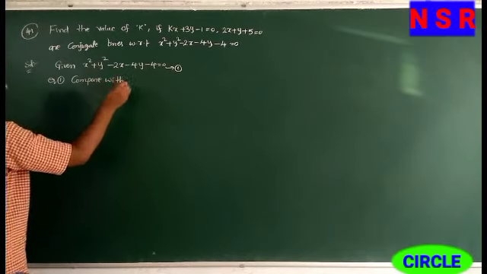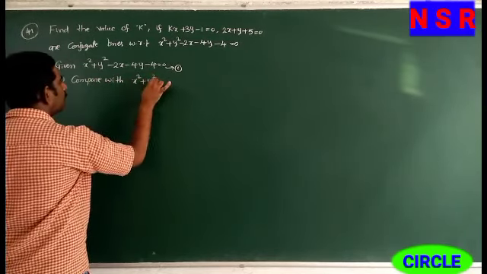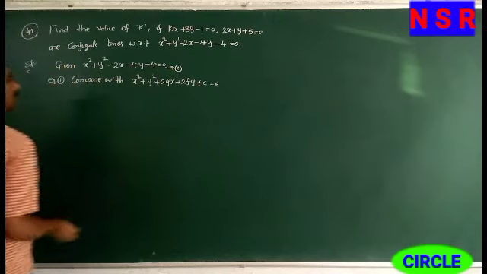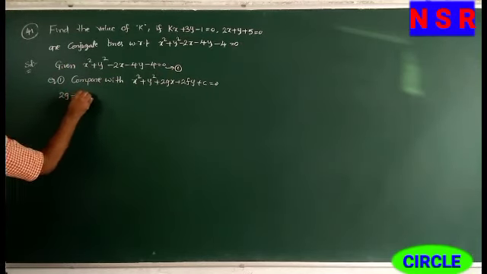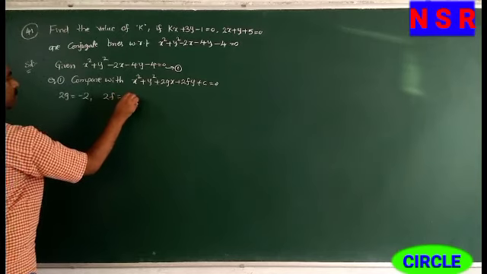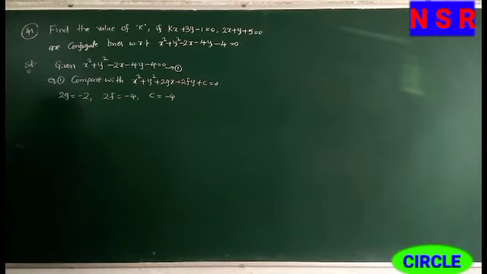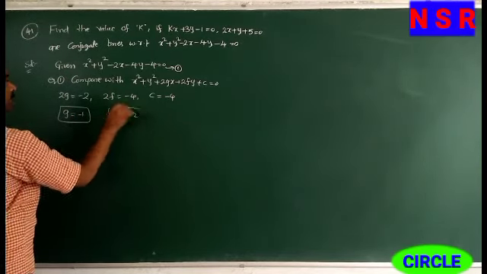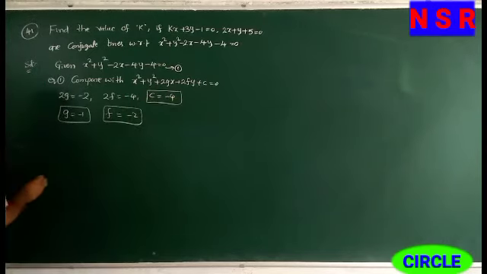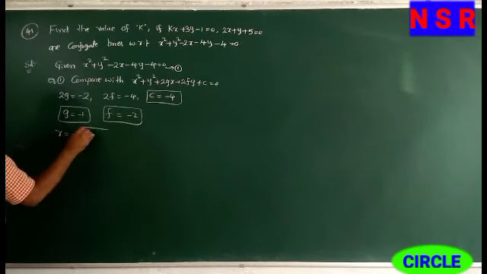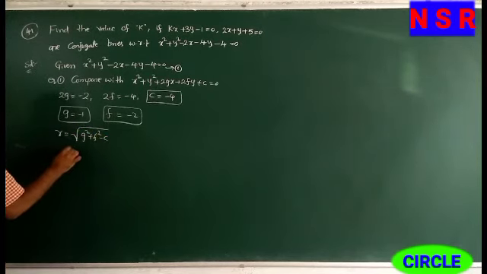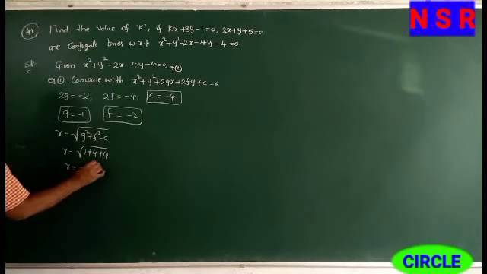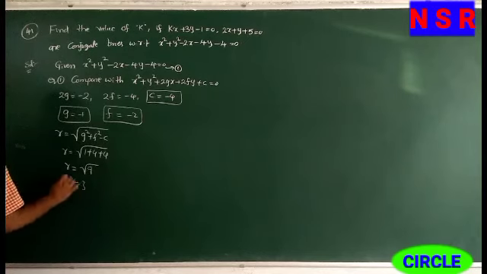Compare with x square plus y square plus 2gx plus 2fy plus c equal to 0. So 2g is equal to minus 2, 2f equal to minus 4, and c equal to minus 4. So here g value is minus 1, f value is minus 2, and c value is minus 4. Now find the radius, g square plus f square minus c. So minus 1 square is 1, minus 2 square is 4, minus of minus 4 is plus 4. So 4 plus 4 plus 1 is 9, r equal to 3.